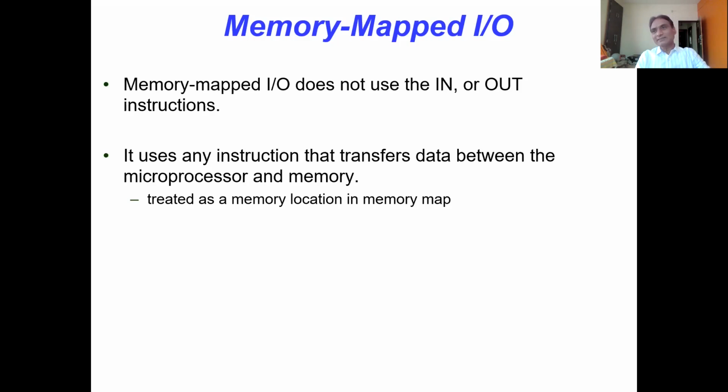So whatever instruction is being used to transfer data from microprocessor to memory or memory to microprocessor would be referred to as an IO instruction in memory mapped IO. It is treated as a memory location in memory map. In true sense, this is going to be a memory location which is being used for IO transfer.